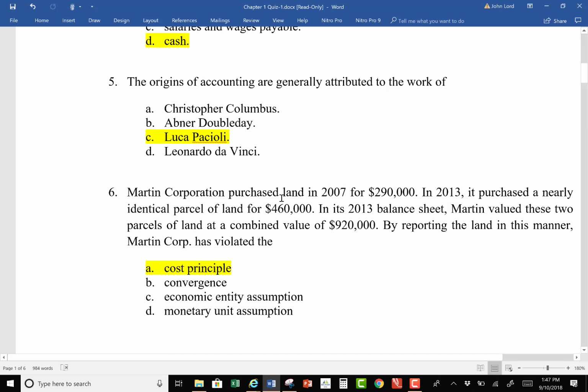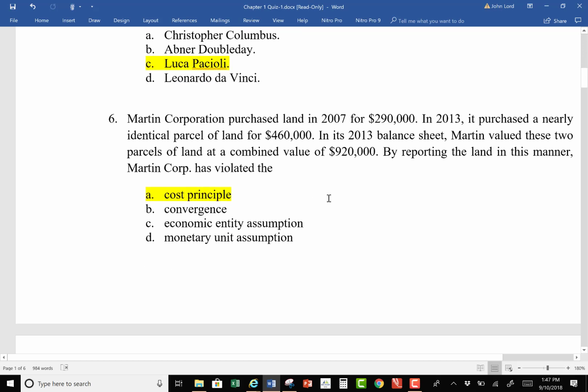Okay, the origins of accounting are generally attributed to the works of, did I tell you about Luca Pacioli, right, back in the 12th century? Okay. Number 6, Martin Corporation purchased land in 2007 for $290,000. In 2013, it purchased a nearly identical parcel for $460,000. In its 2013 balance sheet, Martin valued these two parcels of land at a combined value of $920,000.